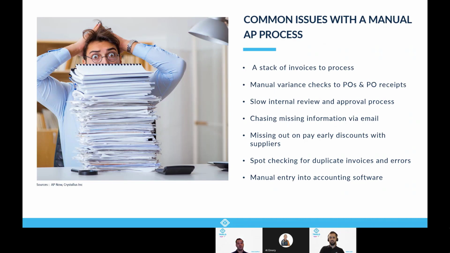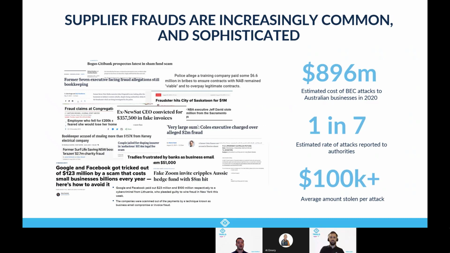Some of the stats are eye-watering. And again, business email compromise isn't uncommon, even in the isolated lands of Perth. And while companies like Coles, Google and Facebook, who've all had incidents, can absorb the loss, for smaller companies, it's not that simple. In Australia alone, the cost of invoice fraud and business email compromise in the last reporting period was an estimated $896 million, with only 1 in 7 businesses actually reporting their incident. The average amount stolen per incident was $100,000, so the impact is significant.